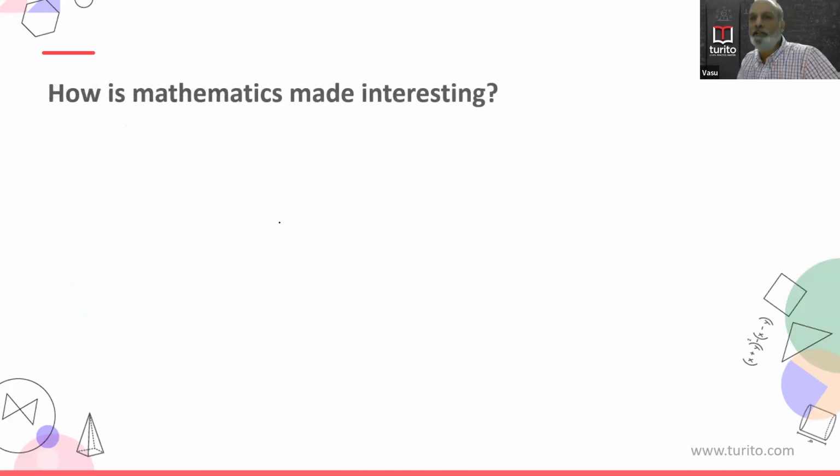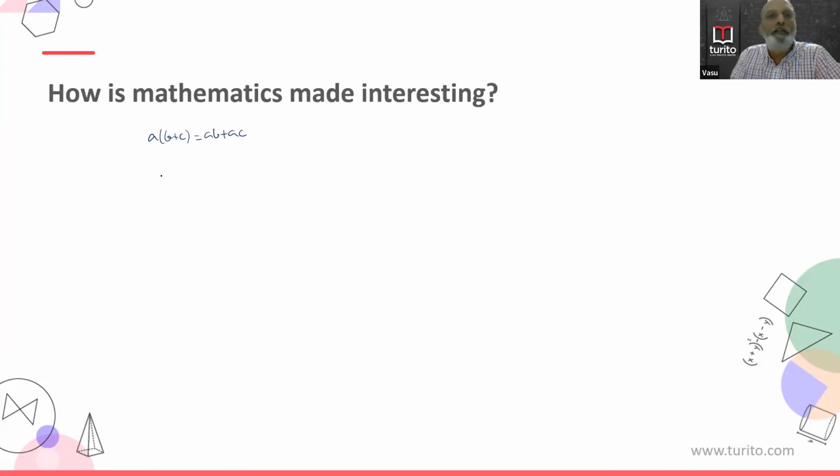Now, how is mathematics made interesting? Now, see, teaching math concepts with real world life examples is very important. Maths must be understood with fun, with puzzles, with games. For example, if I give a child the distributive property, A into B plus C equal to AB plus AC, directly, he may not understand this one.